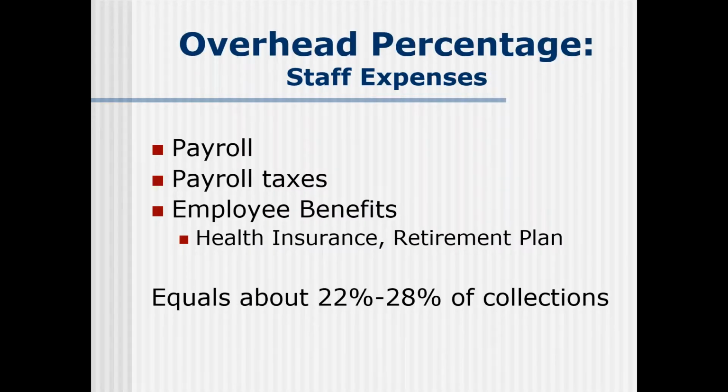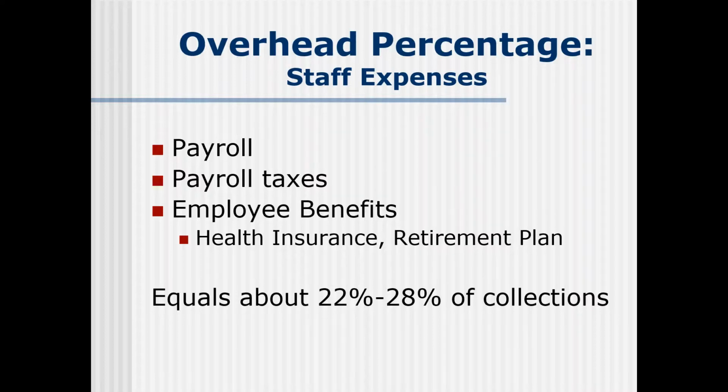The first and biggest expense and component of overhead is staff expenses. And don't forget, this is all non-doctor overhead. So it doesn't include anything paid to the owners, and it doesn't include anything paid to the associates. But staff expenses do include payroll for the front desk people, hygienists and assistants, the payroll taxes and employee benefits that are paid to them. And that includes health insurance and the retirement plan contributions.